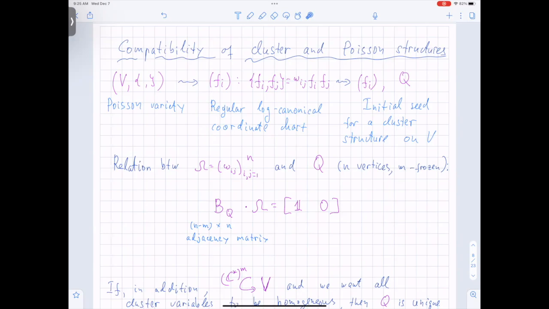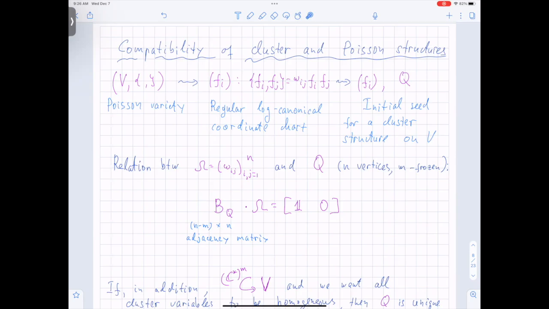So here's a general setup. Again, I have a Poisson variety. And somehow, I don't know how, we found a chart which has this nice Poisson algebra. Then just from that, I can build a cluster structure. How do I build it? So we have the structure constants for the Poisson bracket. I build the matrix of them. I will partially invert this matrix, partially meaning because we have these frozen vertices, so we don't count them. So this one is rectangular. And so this will be the adjacency matrix of my quiver.